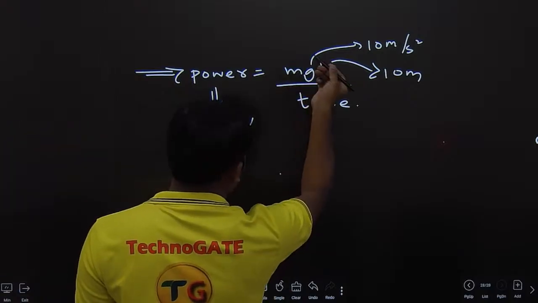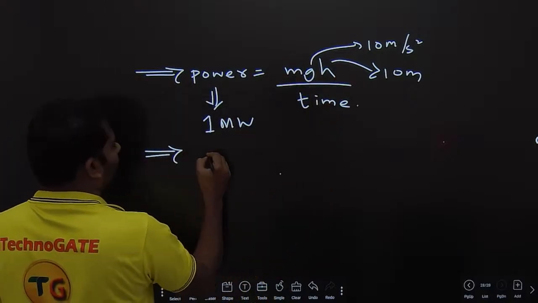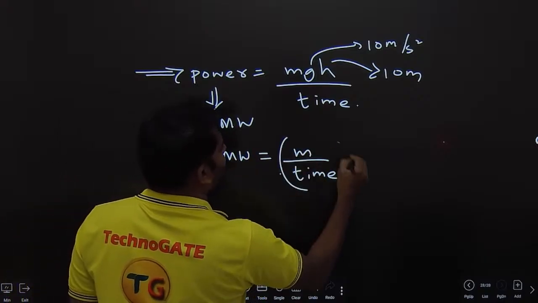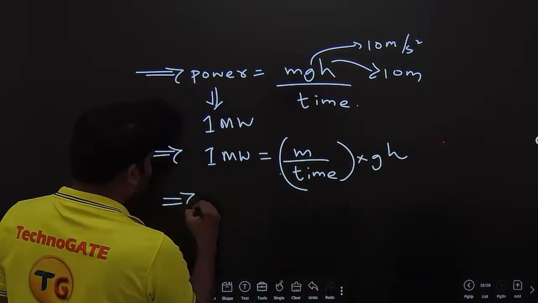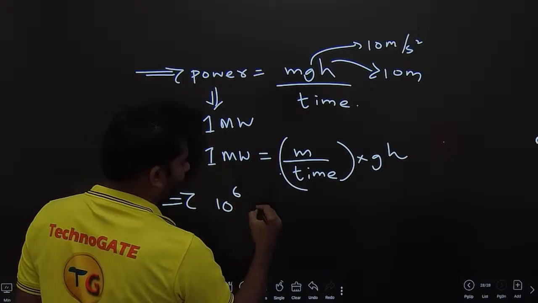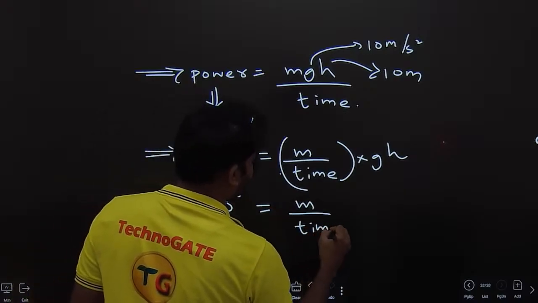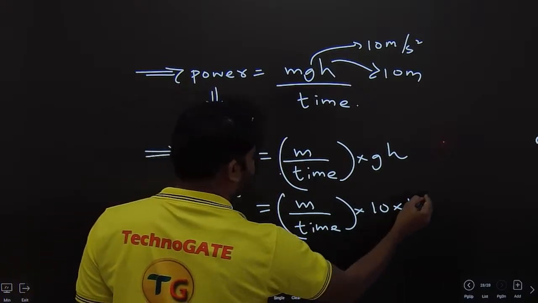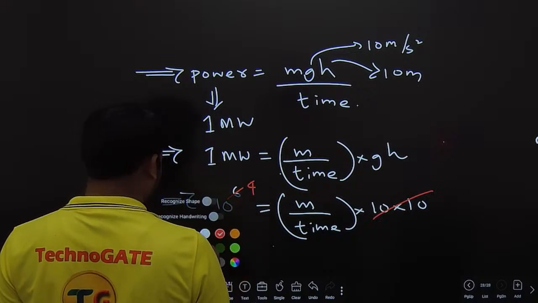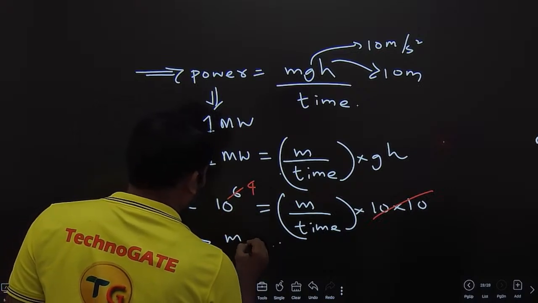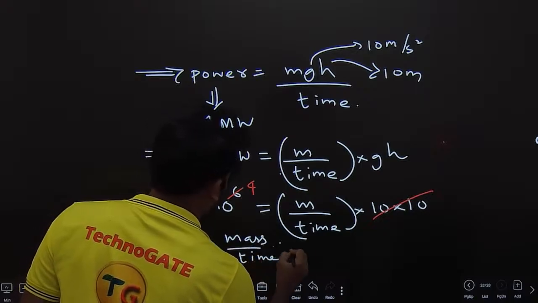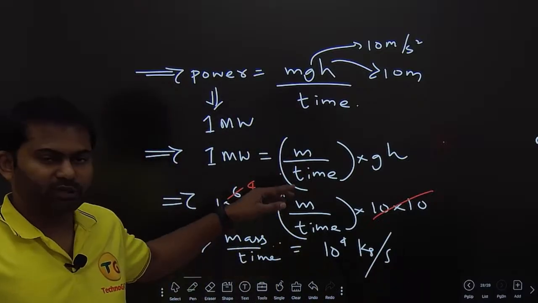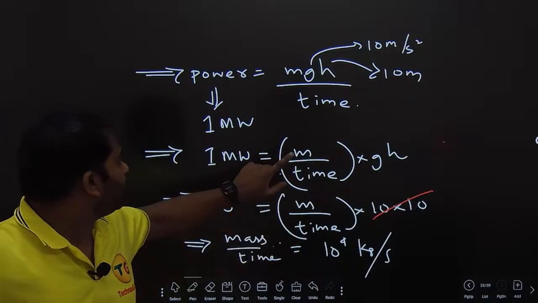Right, so that is kg per second. So we need to get mass by time. So 1 megawatt is equal to (m by t) into g into h. Mega is 10 power 6 watt, which is SI units only, (m by t) into g which is 10, h is also 10. If you simplify this, the mass flow rate is coming out to be 10 power 4 kg per second. So this much amount of water should fall on the turbine to generate this much amount of power.